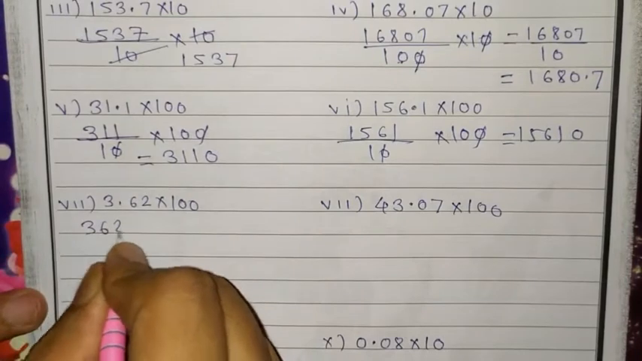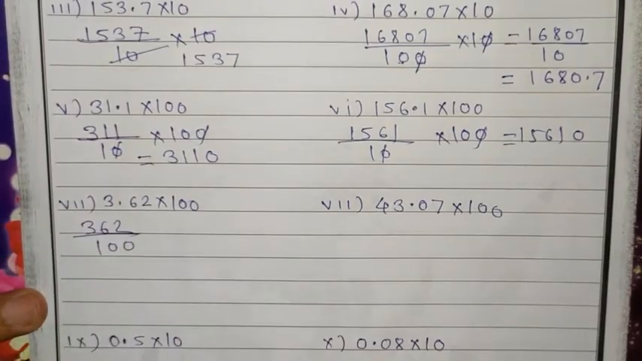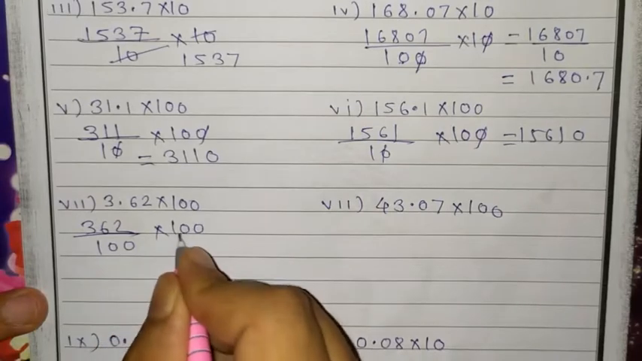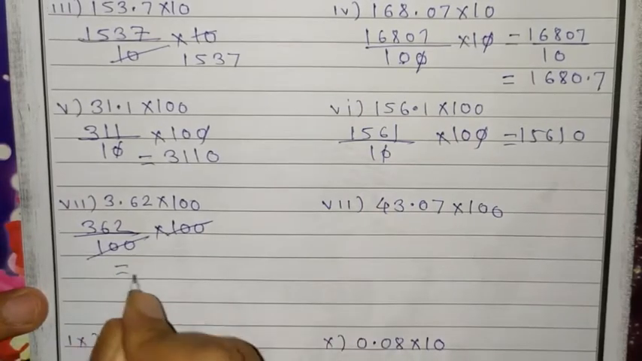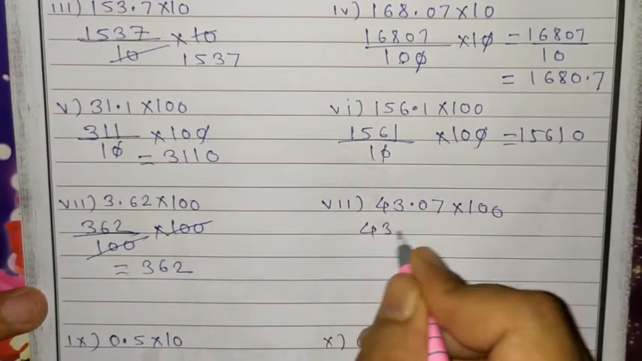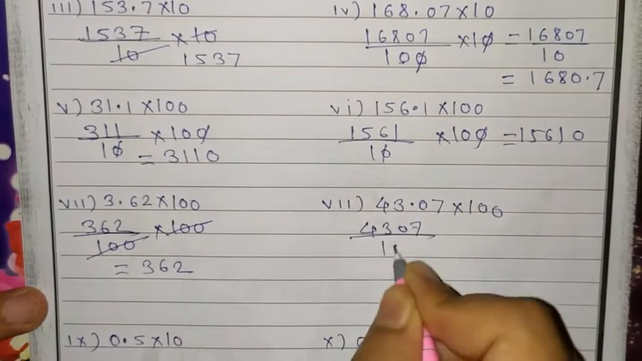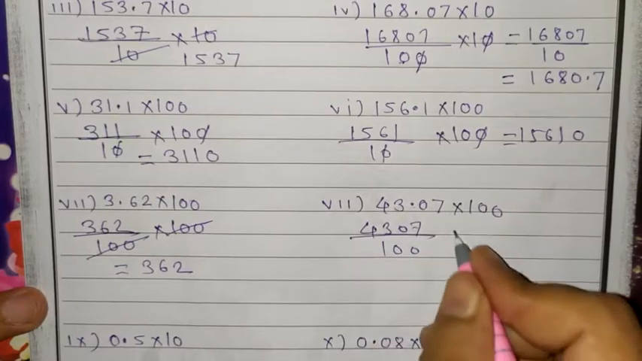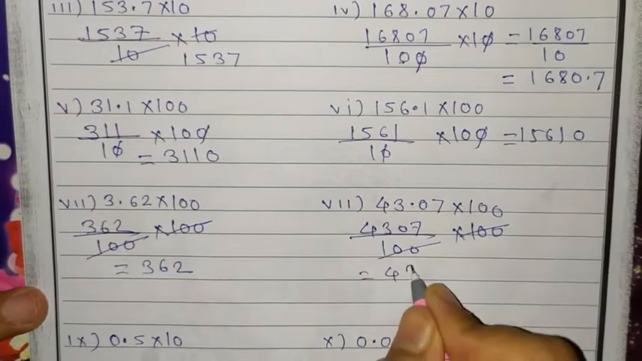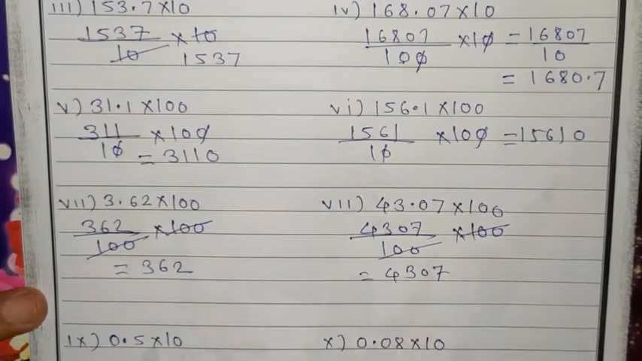Write the number as it is upon 100, and here into 100 as it is. Same number, so cancel. Finally we got the number. Then write the number as it is without decimal point upon 100, because after the point 2 numbers, into 100, same number gets cancelled. So the answer is 4307.